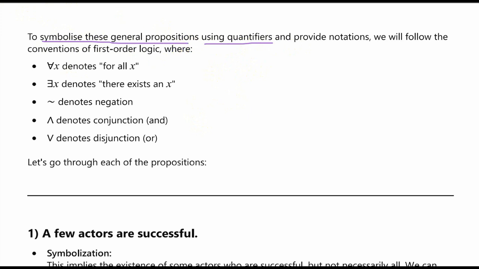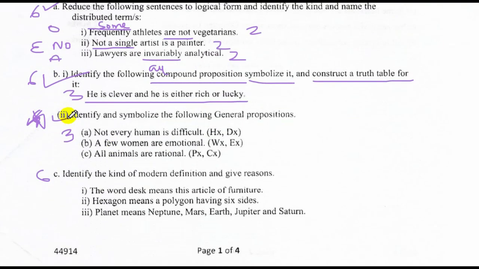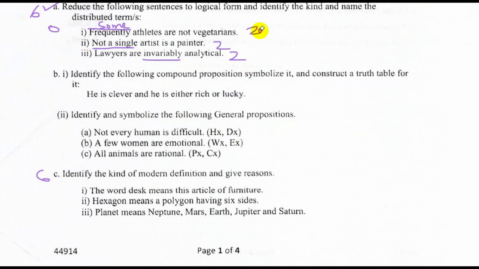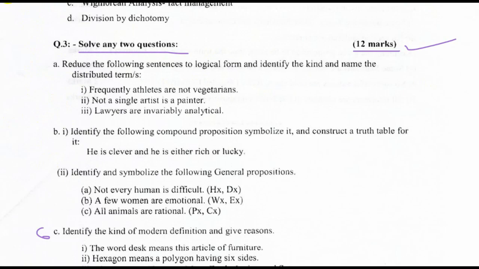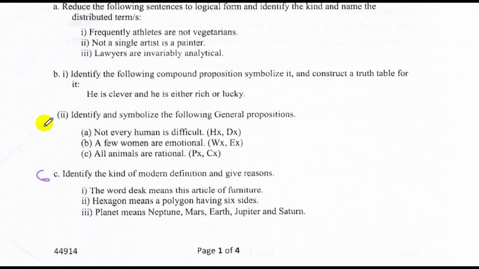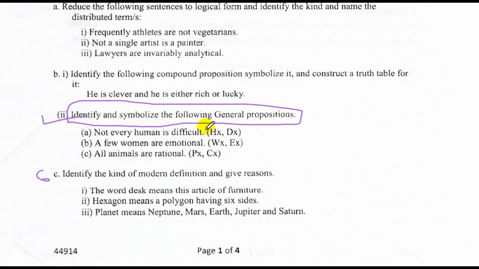Let's look at the question paper first. So they will give us this, which is a part of question number 3 B2. They'll tell us to identify and symbolize the following general propositions. They'll also give us this format. How do we solve this? We'll look at it in this video.